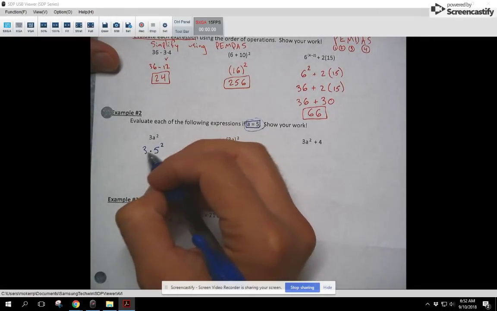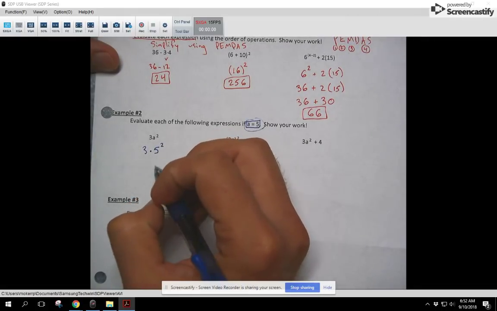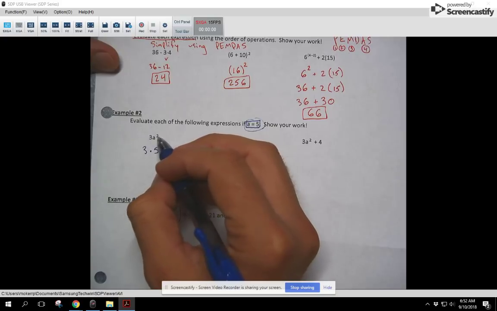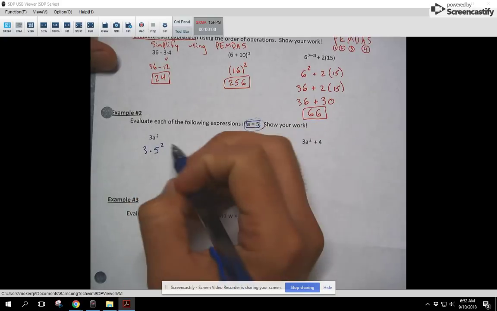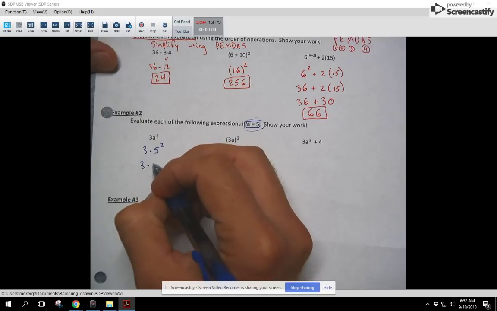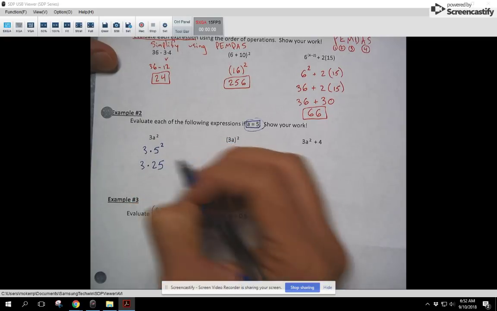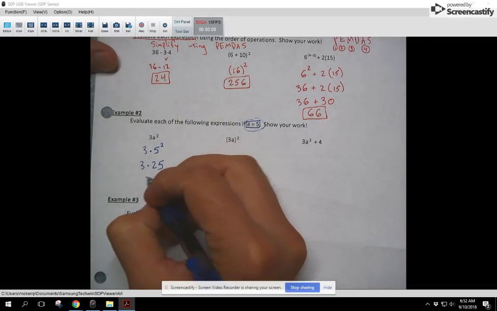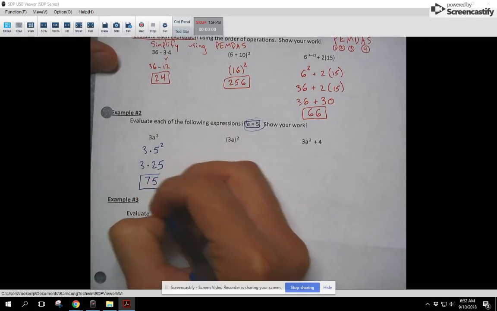So I'm not going to multiply anything right now. I'm just squaring the 5. And again, the 3 is not being squared because there's no parentheses to tell me that, just the a. So I'm going to leave the 3 alone. 5 squared, 5 times 5 is 25. And 25 times 3 now is 75.